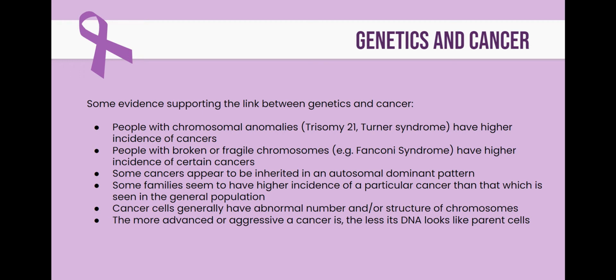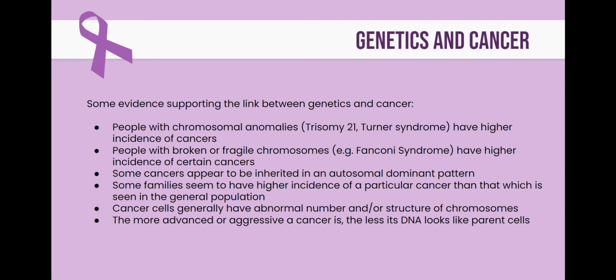People with chromosomal anomalies like Down syndrome or Turner syndrome have a higher incidence of certain cancers because genes on those chromosomes regulate healthy cell division. People with broken or fragile chromosomes like Fanconi syndrome, people with different copy number variants, also have a higher incidence of certain cancers. Some cancers can be very prominent in a person's pedigree, and it can be shown that they're inherited in an autosomal dominant pattern, and that looks a certain way.